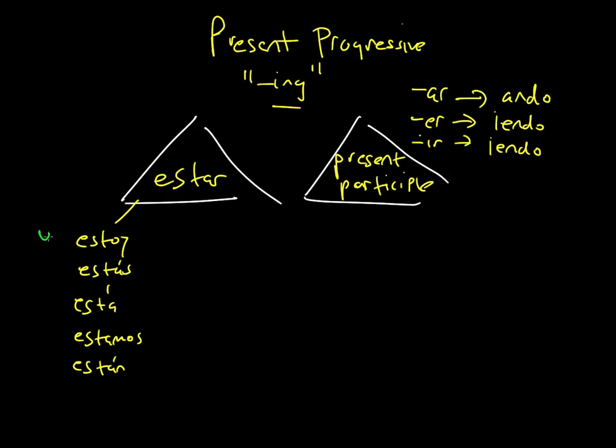Now let's take a look at some examples. So how about we write yo estoy, let's see, what am I doing? How about I am cocinando, maybe I'm cooking la pasta. Okay, so there's my pan and I'm cooking up a storm over here. Okay, so yo estoy cocinando la pasta.